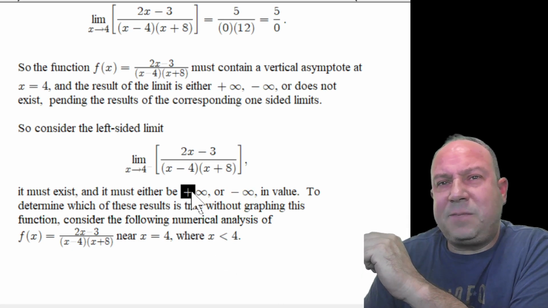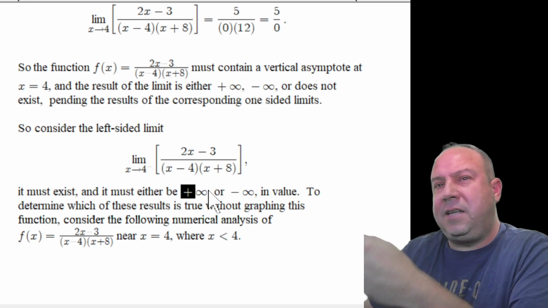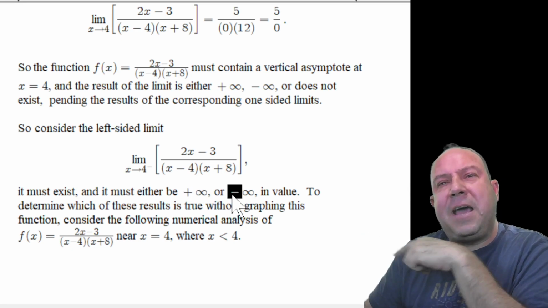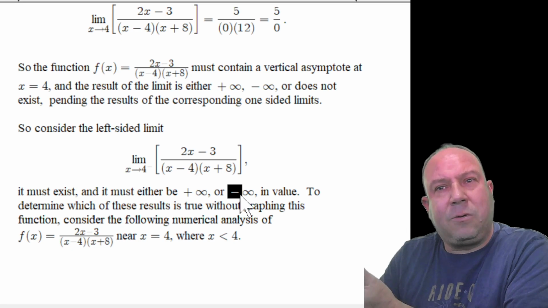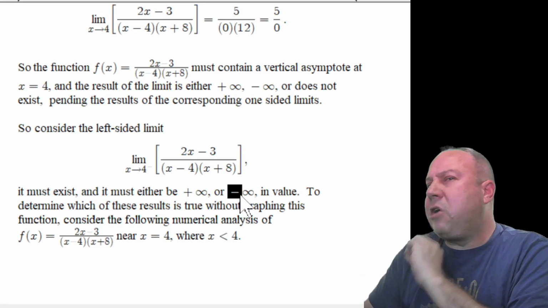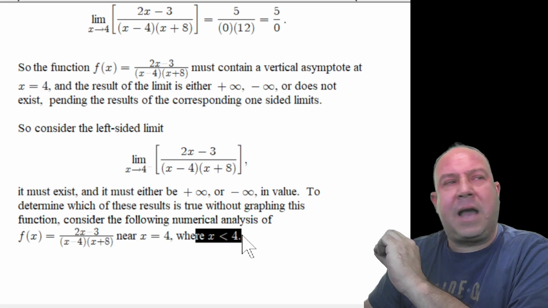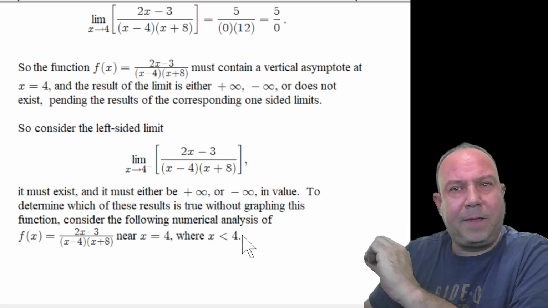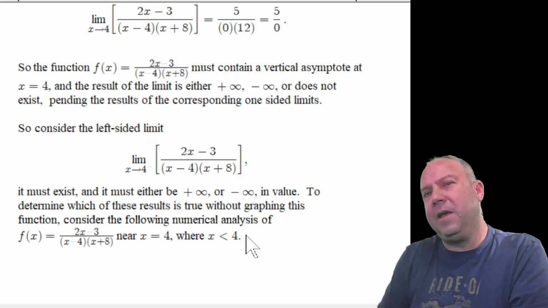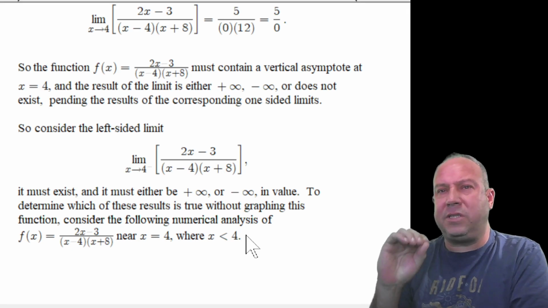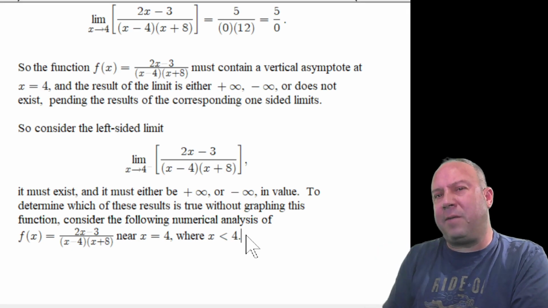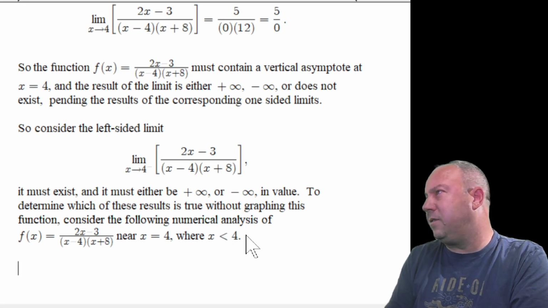If the sign is positive, I know I'm heading towards positive infinity. And if the sign happens to be negative, I know it's going to be heading towards negative infinity, regardless of the number that I happen to pick that's near 4 where x is less than 4, right? I'm going to be able to deduce what sign I'm going to have on my infinity in this result.